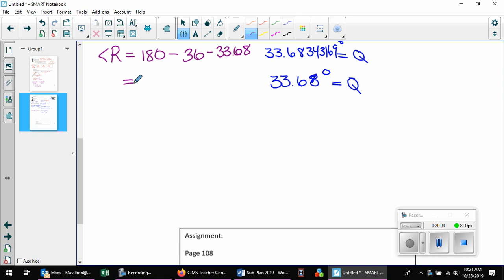It asks me to round angle R. It's going to work out the same way though. This will be 110 degrees. So again, it's really important that you pay attention to what the question's asking you to do, because that's important. Okay. That's it. That's all. We're done. Yay.